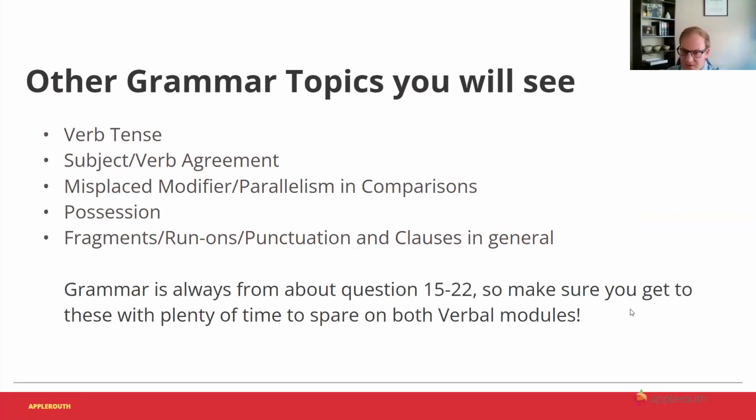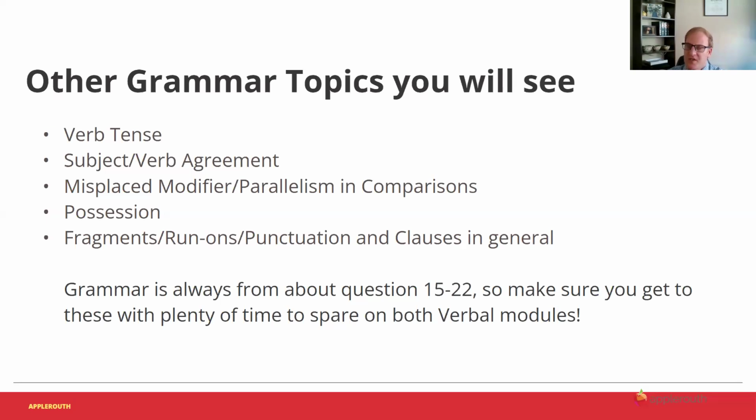The other grammar topics you'll see, and again, it's very finite. There aren't that many. Verb tense, past, present, future, easy. But you have to really be careful that that's not subject-verb agreement. So those would be more like is versus are, was, were, has, have. These are all things you can practice.